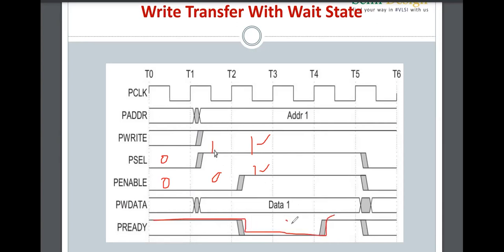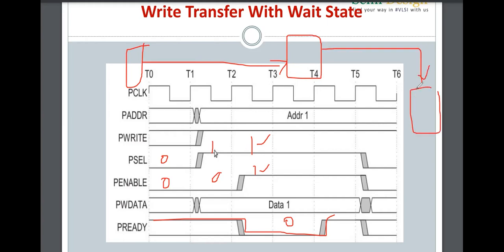P ready is zero. Okay, what does P ready being zero mean? It means the slave is not ready to receive. The slave may be in another transfer. Suppose here one master is writing to the slave, it wants to write the data to the slave, but maybe the slave is writing to another master.